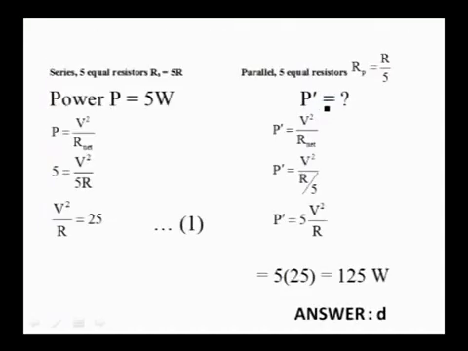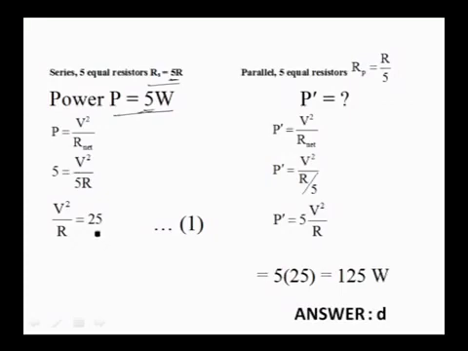See, I would like to first consider the series combination of 5 equal resistors. The effective resistance is Rs equal to 5R, because all are identical. The power in this combination is equal to 5 watt. Therefore, by using the formula P is equal to V square divided by R, substitute the values. Okay, P is 5 and Rs is equal to 5R. Substitute the values. Okay, this 5 is shifted over here.